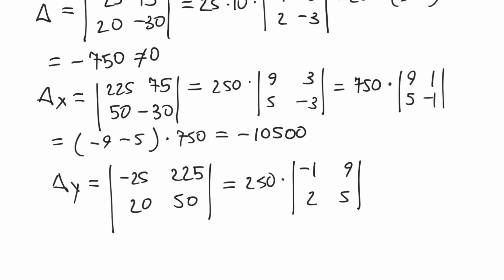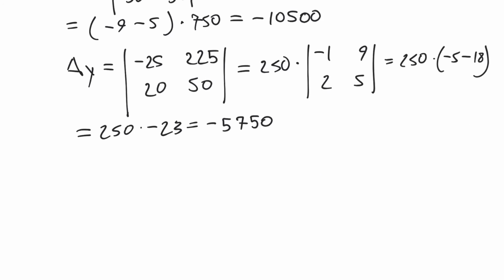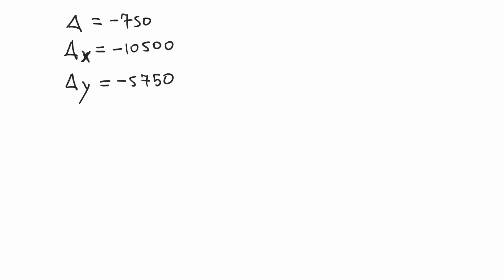Then let's calculate. And we have 250 times negative 5 minus 18. Or that's 250 times negative 23. And that equals negative 5,750. All right, now we have our determinants, and that means we have everything we need to calculate the variables x and y. So the original determinant, which is negative 750. We have the determinant for x, which is negative 10,500. And the determinant for y, which is negative 5,750. So let's find our x first.